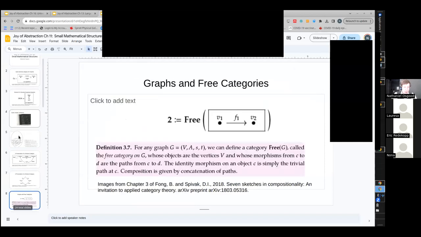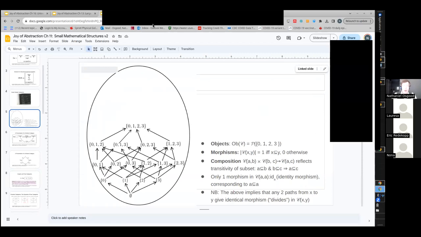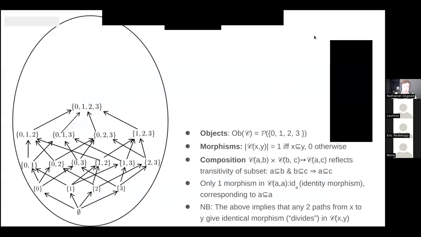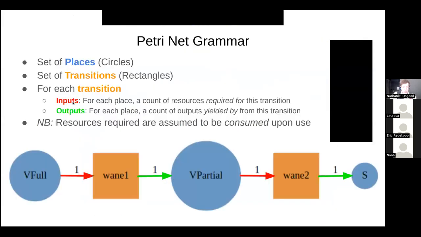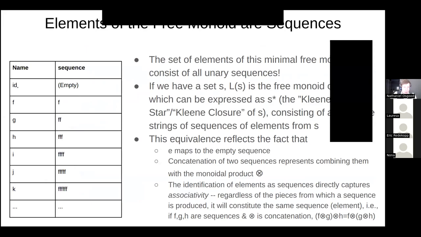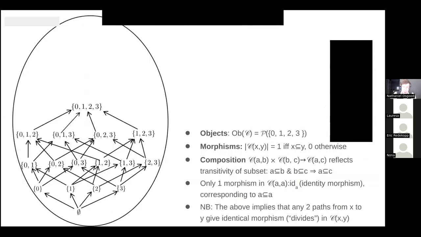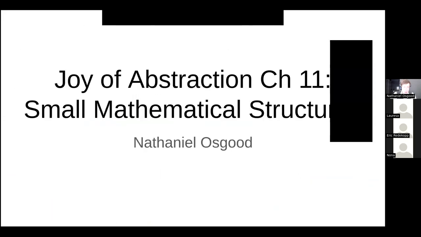So, Nona, I think you're thinking about posets. Here's a particular poset. Can you see my screen here? Yes. Here's a particular poset, right? An empty set is the initial. Yeah. In this particular one, the empty set object is representing a specific poset.